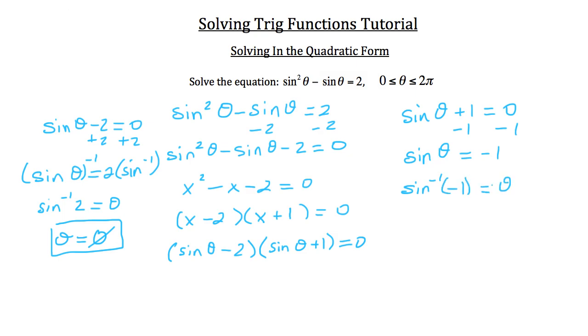And when you do that in your calculator, you find that theta has a value of roughly negative 1.57. So for this problem, this is the only potential answer for theta that works. That's going to occur occasionally when solving trig functions in the quadratic form, that you only get one answer that works and one that doesn't. So don't be too worried if that happens for you.